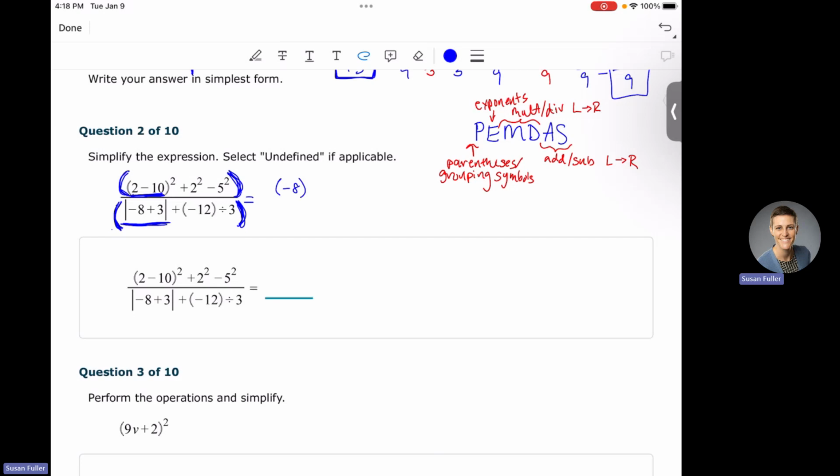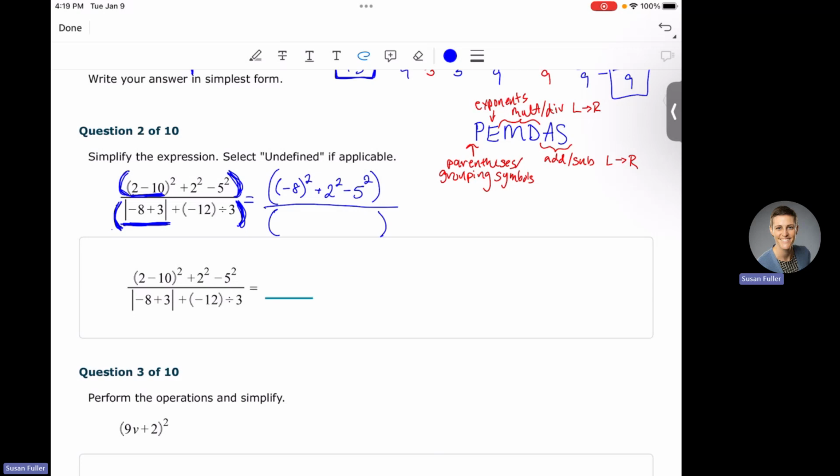And so I'm going to have -8 squared. And then I don't have any other grouping symbols up here, so I'm going to leave that as is. And again, I've got those big parentheses understood there. And then on the bottom, again, I have my big understood parentheses down here. To start simplifying down here, this absolute value is understood to be a grouping symbol.